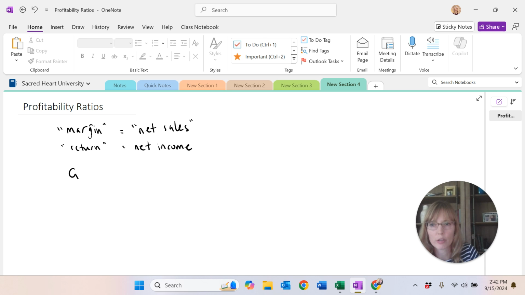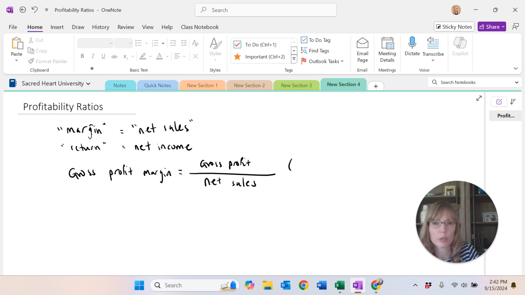Let's start with our gross profit margin. Gross profit margin is equal to your gross profit in the numerator divided by the margin. We're talking about net sales or net sales revenue. Remember, gross profit is equal to sales revenue or net sales minus cost of goods sold. So we can think of our gross profit margin as sales minus cost of goods sold divided by sales.